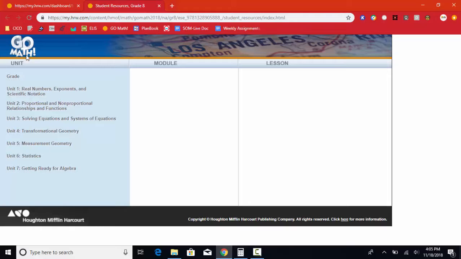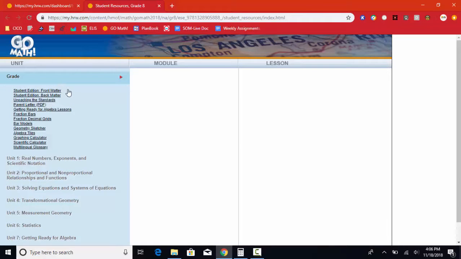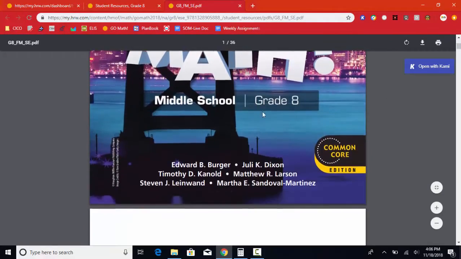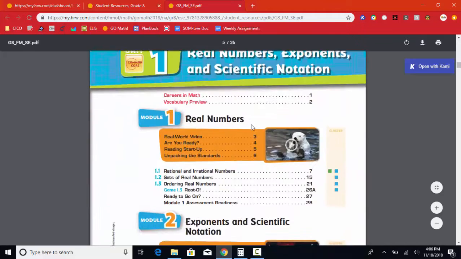Off to the left here, we have grade, Unit 1, Unit 2, Unit 3, Unit 4, Unit 5, Unit 6, Unit 7. So it's all the units that will be covered throughout the school year. If we go to grades, grade will show us different things for the grade specific. For 6th grade, this grade specific area would be different, 7th grade would be different, and 8th grade would be different. But they would typically be the same things, like the front material here. If we click on it, it's just all the stuff in the front of the book. We have 36 pages of the front of the book.